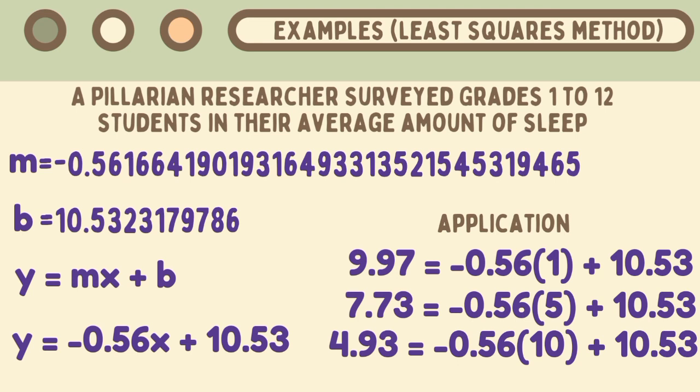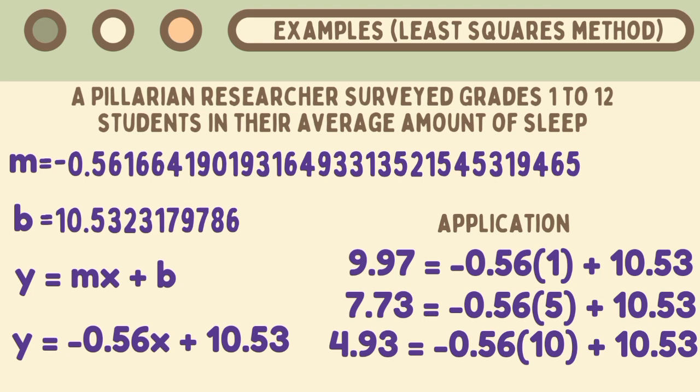We don't need to use the exact equation. So let us apply the equation to the numbers. We have grade 1 students as our x value. If we simplify that, we will get an answer of 9.97. So in conclusion, grade 1 students have an average sleep time of 9.97 hours. Next, we have grade 5 as our x value. If we simplify that, we will get an answer of 7.73. So in conclusion, grade 5 students have an average sleep of 7.73 hours.